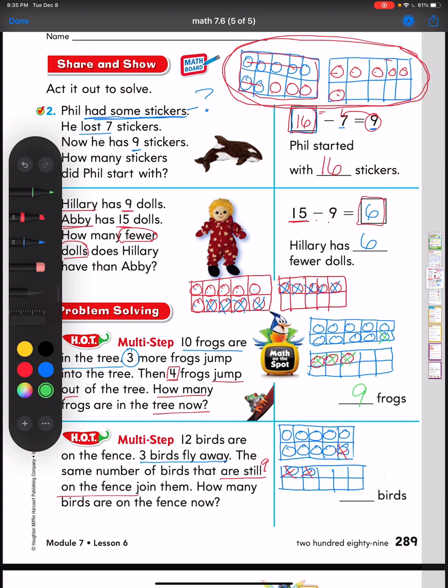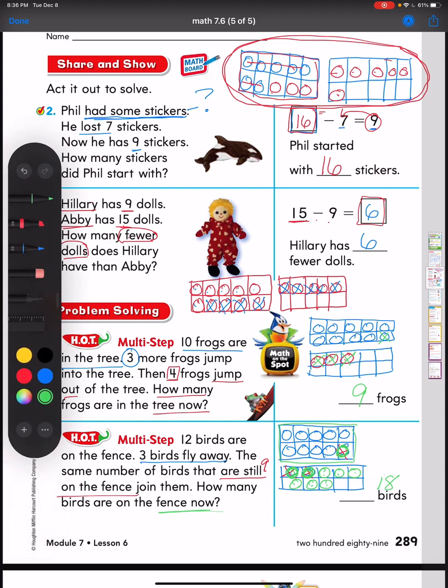So I need to add that to the fence because it asks how many birds are on the fence now. So we need to put those 9 birds on the fence. So 1, 2, 3, 4, 5, 6, 7, 8, 9. These 9 birds came and joined them. So how many birds are on the fence now? Well, I know this is 10, 11, 12, 13, 14, 15, 16, 17, 18. 18 birds are on the fence now.